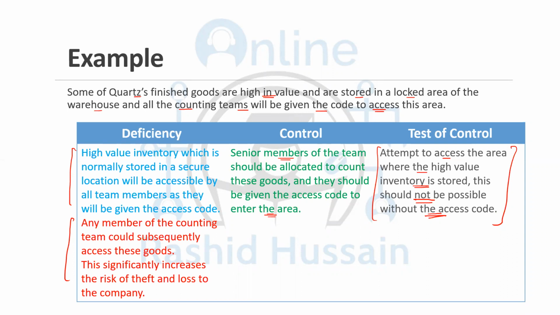Then you will be writing the impact, which is the consequence of that weakness over the system on the business, and then giving the recommendation, which should be practical, and then the test of control. If the system is operating effectively, first of all, you have to assume. Now you see in your control recommendation, you said the access code should be only with the senior management. So go there practically and access the goods. If it is not possible, then that means only limited numbers are having the access.